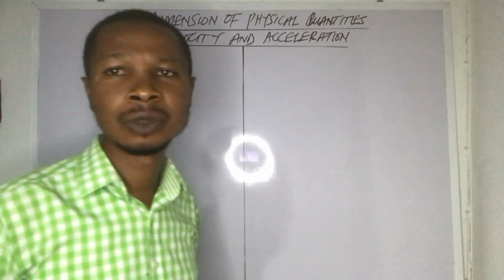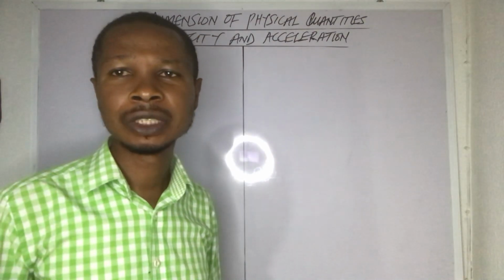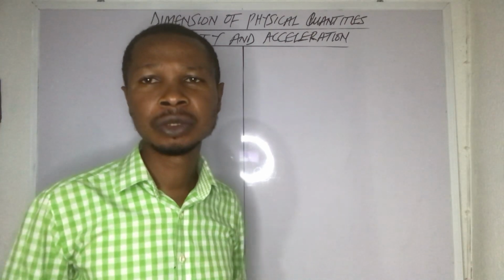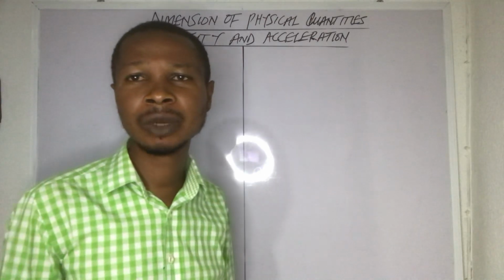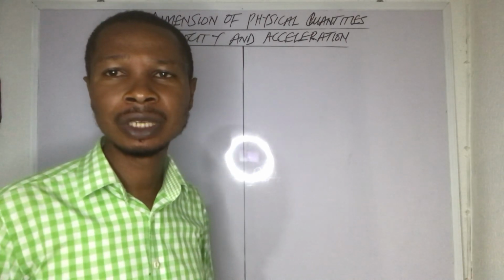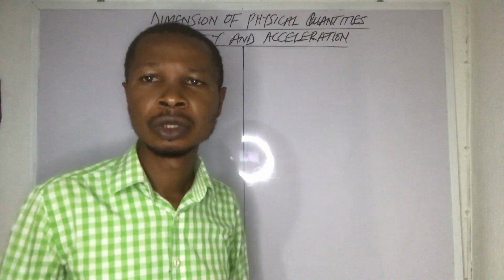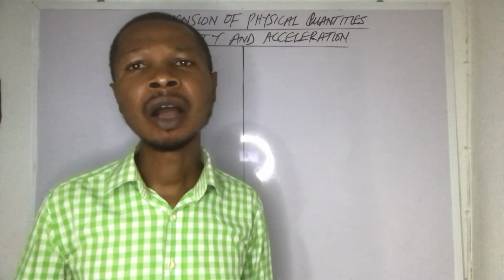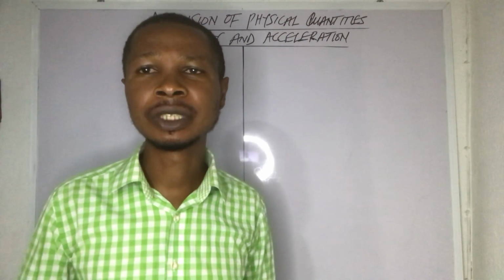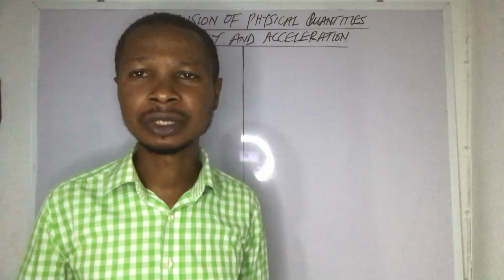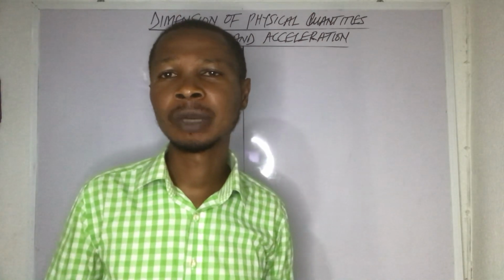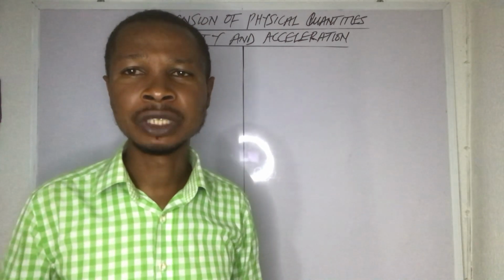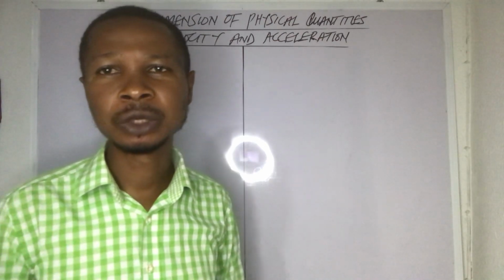And in today's lesson, we are looking at dimension of physical quantities, using velocity and acceleration as our example. You will recall that dimensioning of physical quantities means how derived quantities are related to fundamental quantities, or how derived units are related to fundamental units.